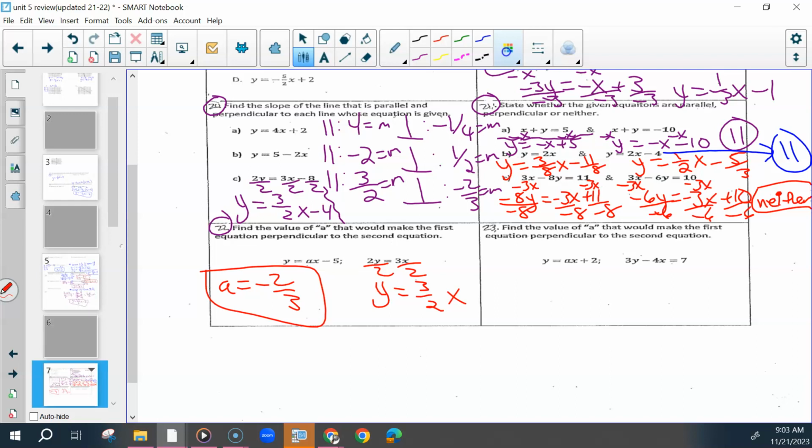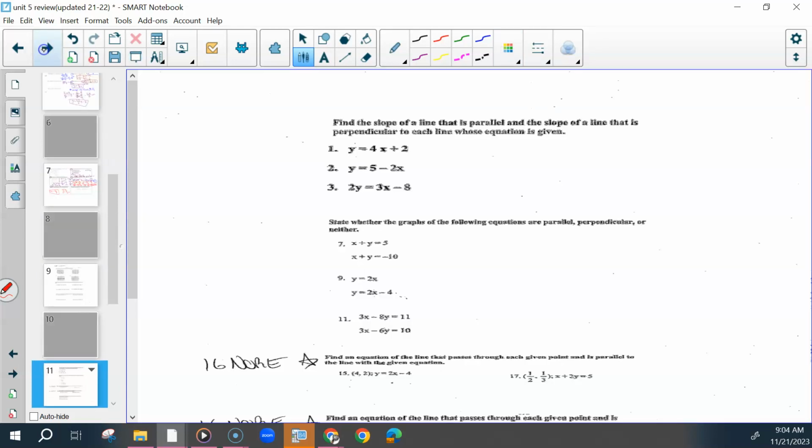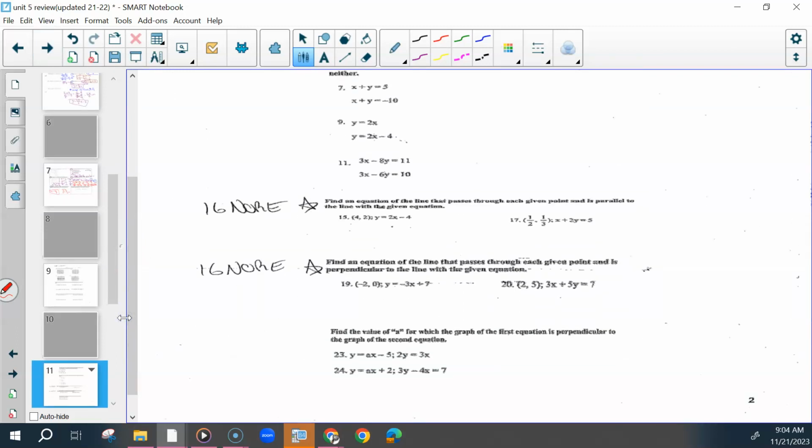Okay. The next page has very similar questions to the writing that we already did, so we're going to skip that page. Hold on a second. 1, 2, and 3 is number 20. 7, 9, 11 is number 21. And then 23, 24 are these two. So we could do 15, 17, 19, 20, or 24. We can do any of these 15, 17, 19, 20, or 24 since we did do that one.